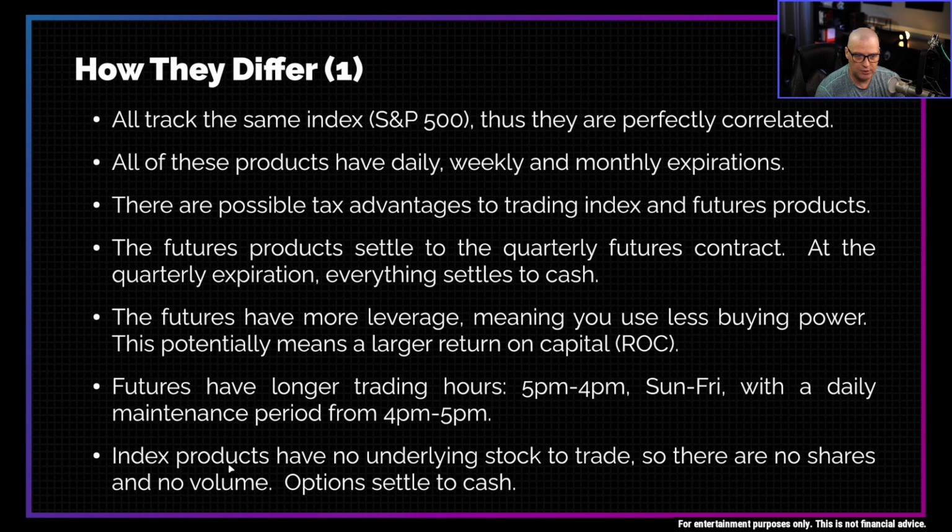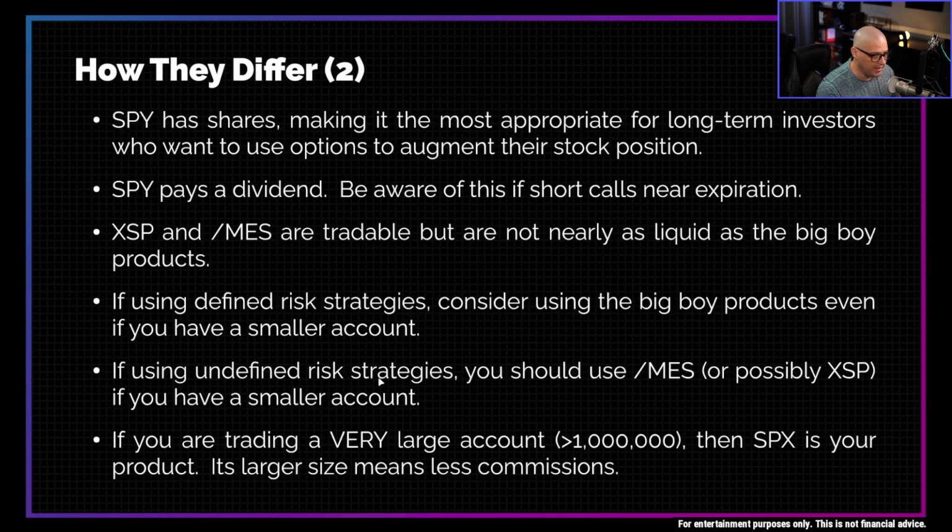The last bullet point on this page, index products have no underlying stock to trade. I've already mentioned there's no shares, thus there's no share volume, and all options settle to cash. The only one of these 5 products that actually has shares is SPY. So for long-term investors, SPY is probably the product you want to be trading if you're trying to acquire shares through the use of, for example, selling naked puts.